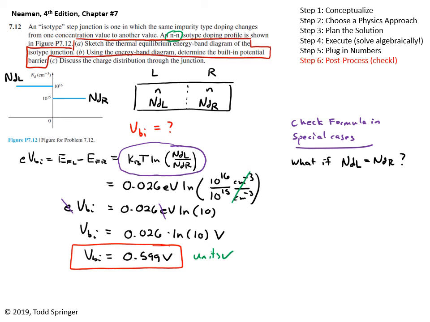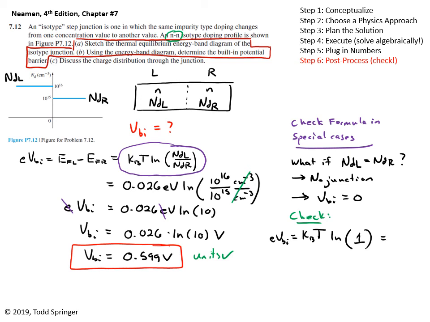If ND left is equal to ND right, then there's no junction, because the material is the same on both sides, and I should expect VBI equals 0. Let's check it. Use the formula, kBT times natural log equals E times VBI. If ND left is equal to ND right, inside of the natural log is 1, and the natural log of 1 is 0, and so that makes sense, right?